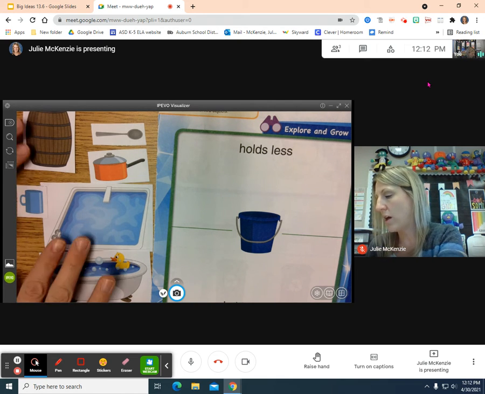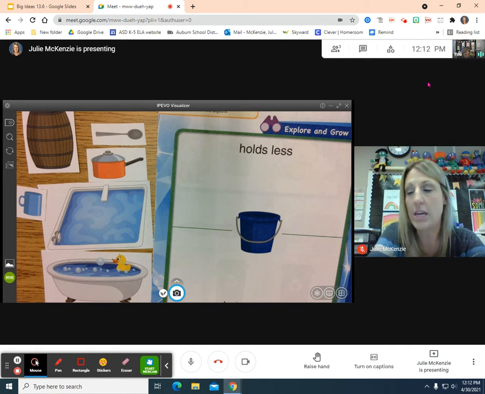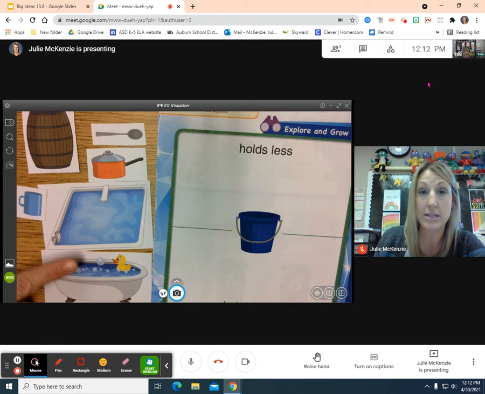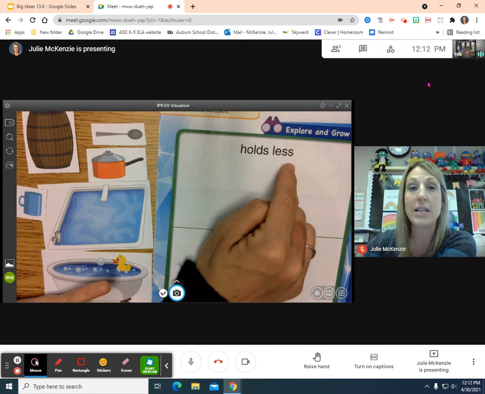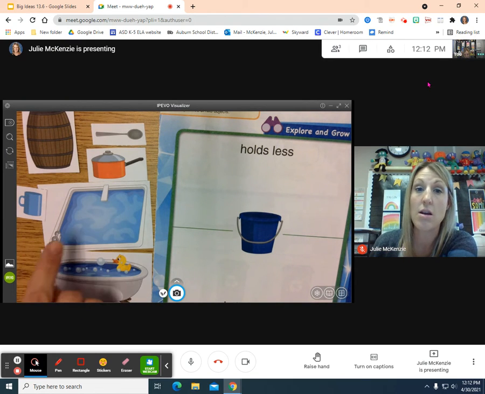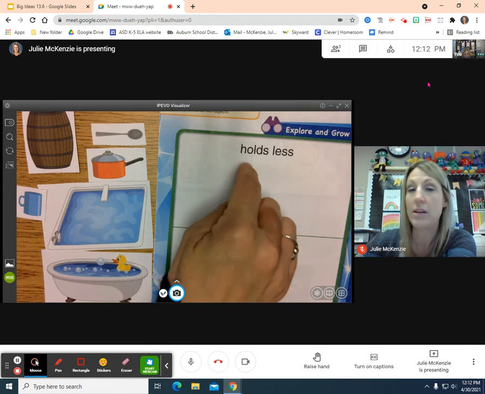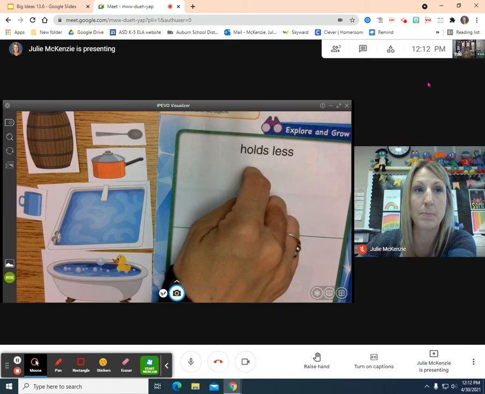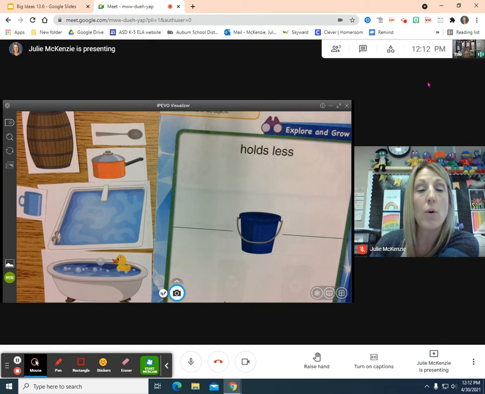Okay, what I need is for some of you to help me figure out how each of these items compares with the capacity of the bucket. Right here it says holds less. So if I have some pictures up here that can hold less water than my bucket, the picture is going to go up here. If I have some pictures down here that can hold more water than the bucket, the picture is going to go down here.